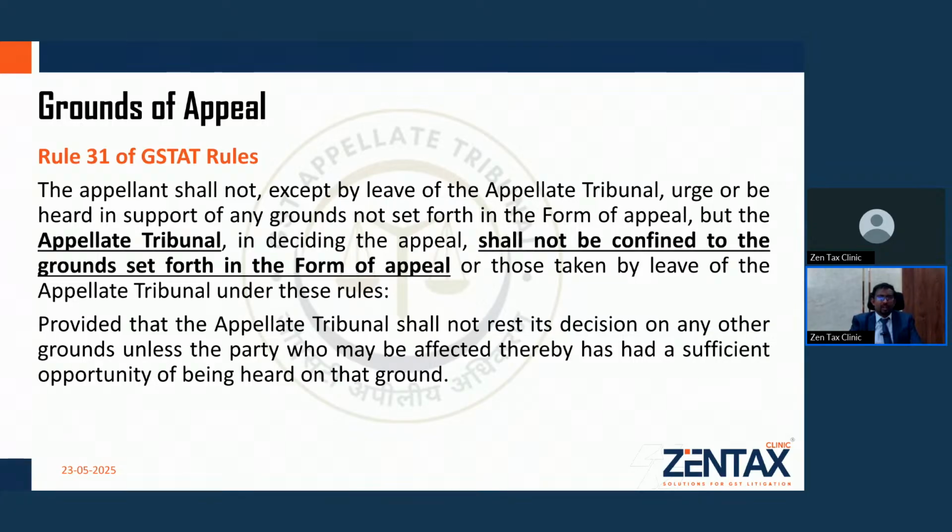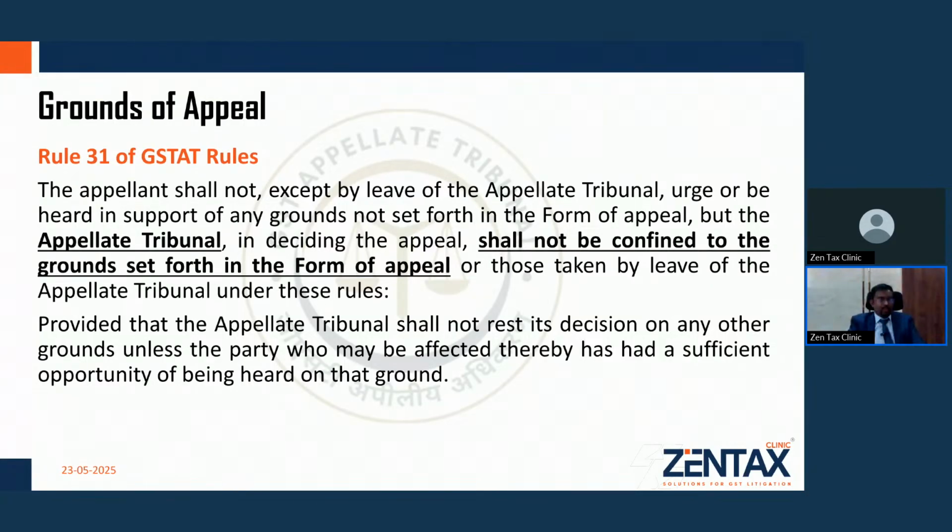...or those taken by leave of the appellate tribunal under these rules. Why is it basically all about? It is expected and always presumed that the members of the GST AT are well reasoned and well informed about the various developments in law.